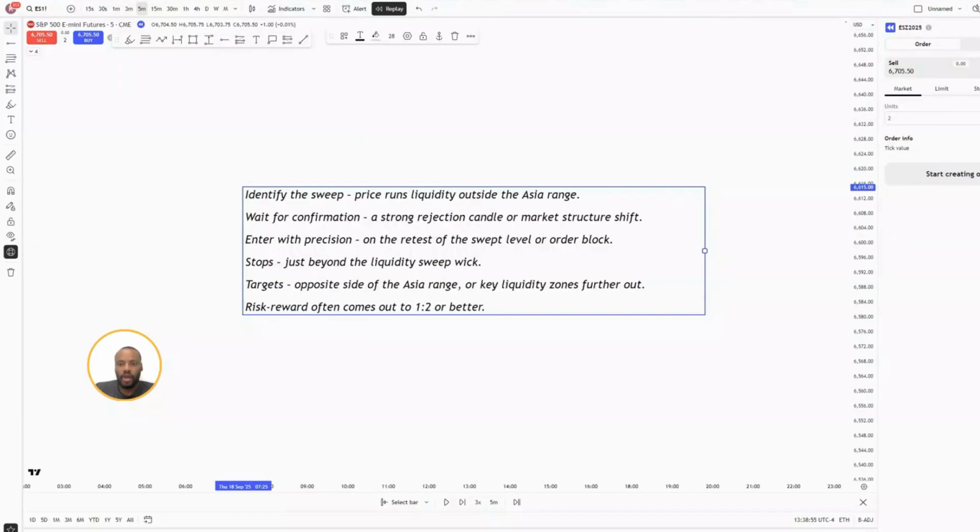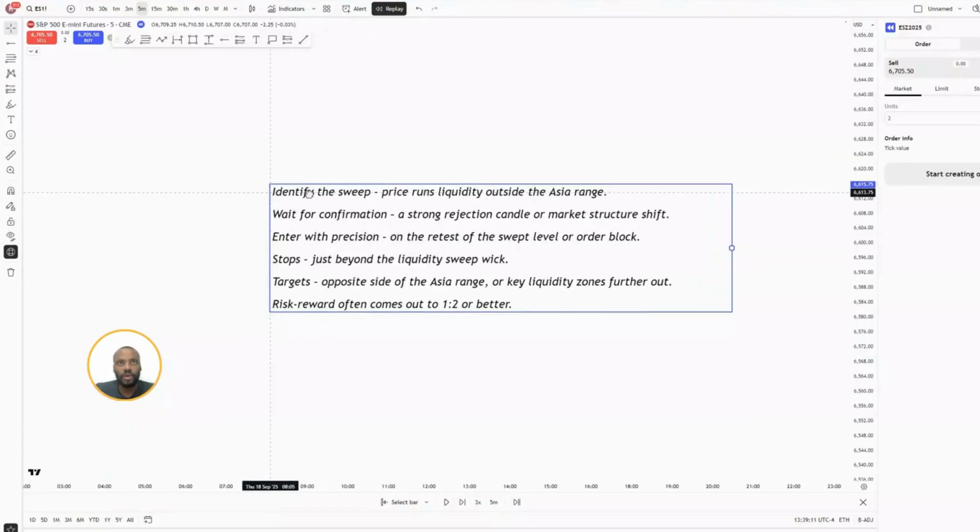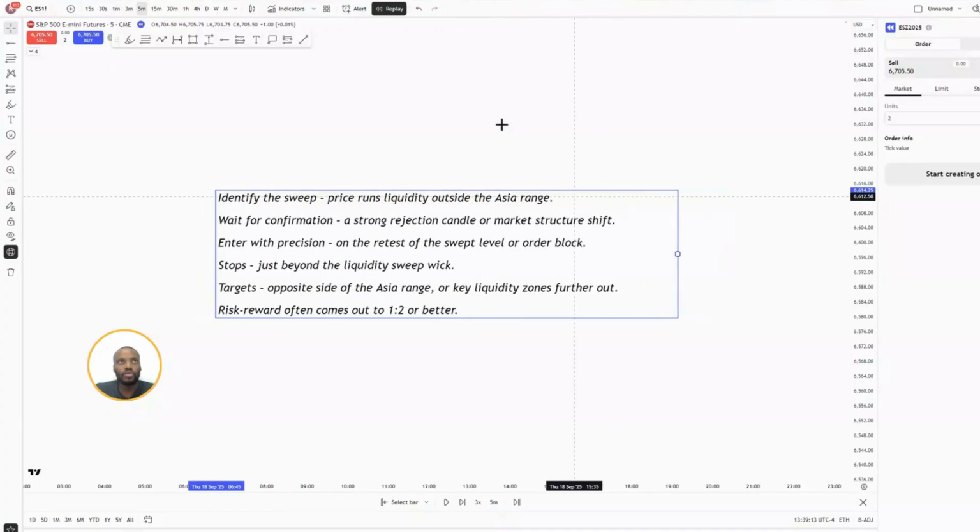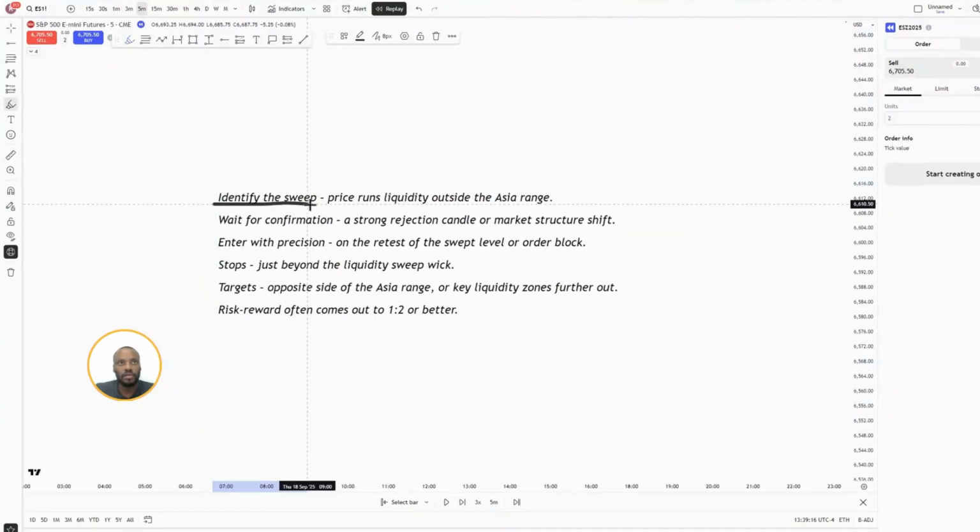Here are a couple of things that I would like you guys to remember. Number one, identify the sweep, meaning you want to use an indicator like the one I just shared to identify the Asia range low and the Asia range high, because identifying the trading range is super, super important. That's the first thing you want to do. The second thing is you want to wait for confirmation. So I'm going to go into that previous trade and show you how you could have waited for confirmation to take that entry. And entering on a retest once the sweep level has been taken is normally great.